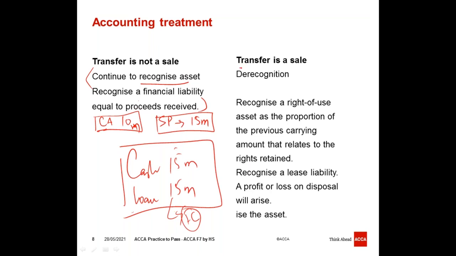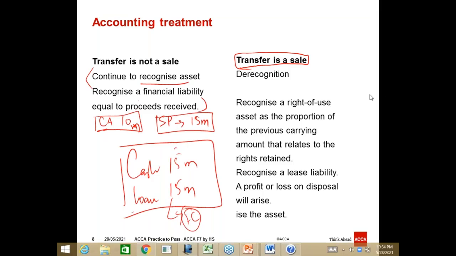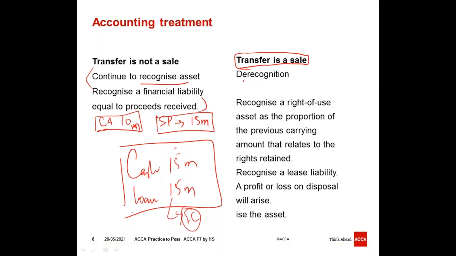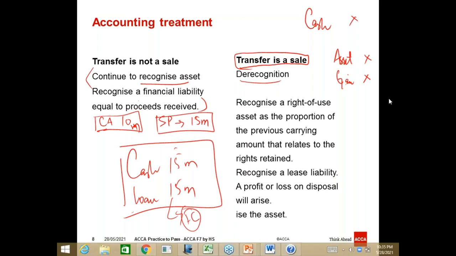Now, in the situation where it says that transfer is a sale, that means that you have lost the control. So that is called de-recognition. You need to de-recognize the asset from the books. So first you need to make the accounting entry for the normal sale: cash debit, asset credit, and gain credit in the income statement. That's the normal accounting entry.